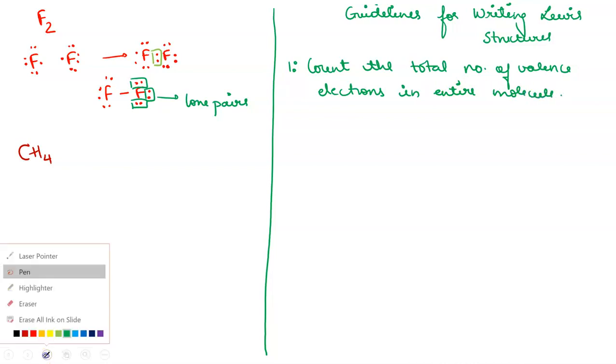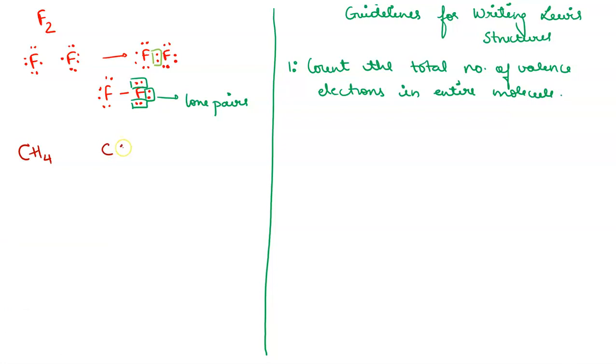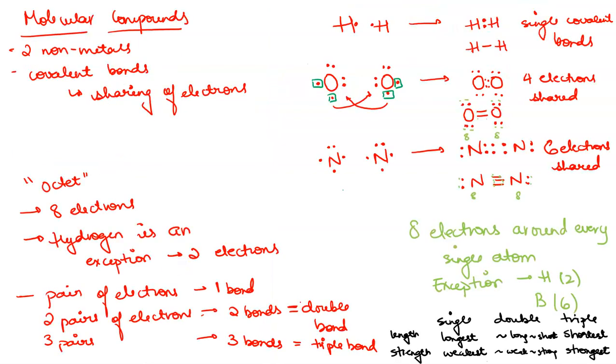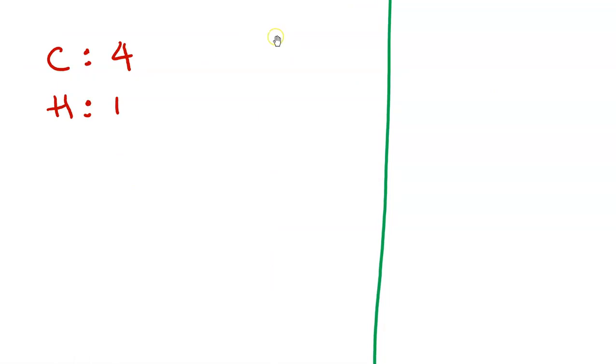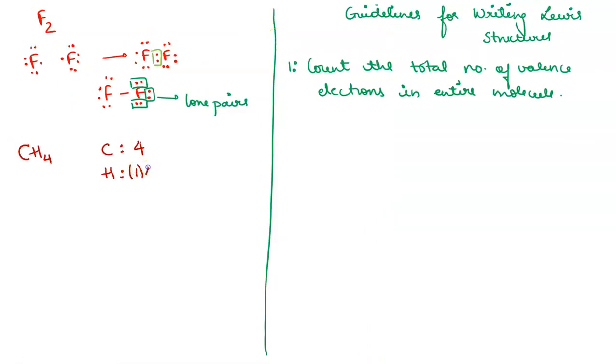Okay, so let's take it atom by atom. So the first atom that we have is carbon. So carbon has how many valence electrons? 4. Hydrogen has 1 valence electron. How many hydrogens do we see in this molecule? We see 4 of them. So we're going to multiply this by 4. Okay, so that's 4 plus 4. We have a total of 8 valence electrons. Okay, so that is step number 1. You should always start by counting how many total valence electrons you have in the molecule.